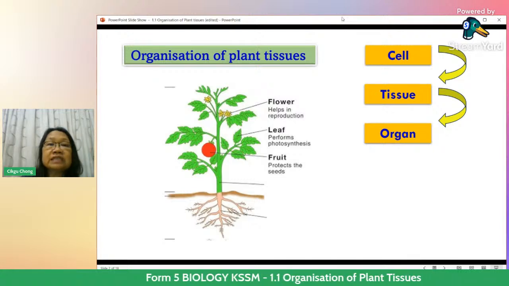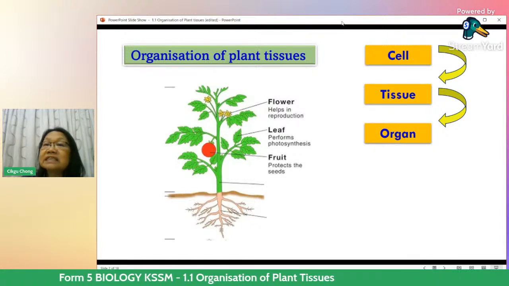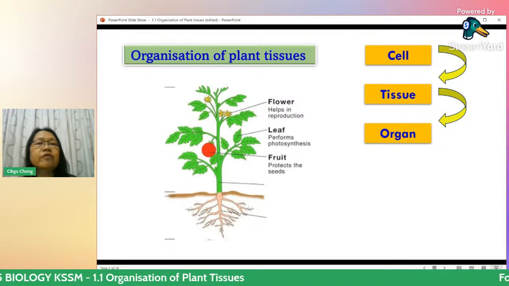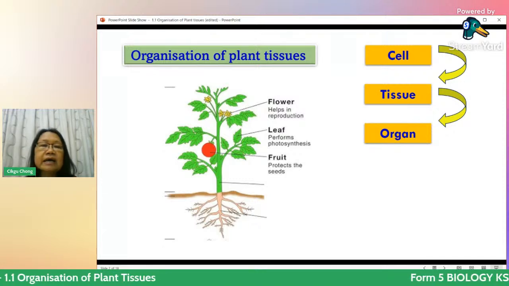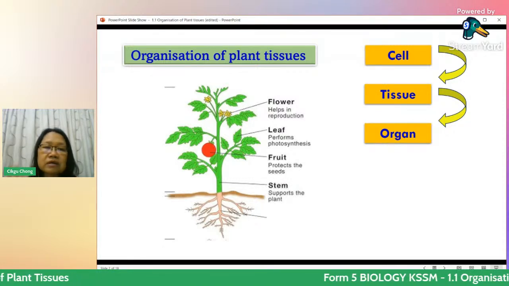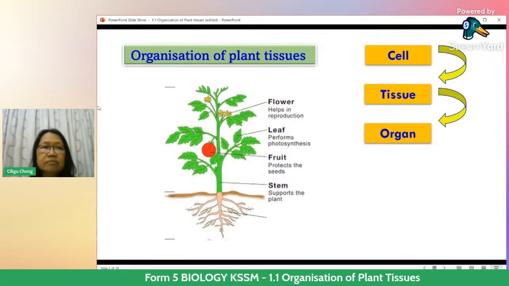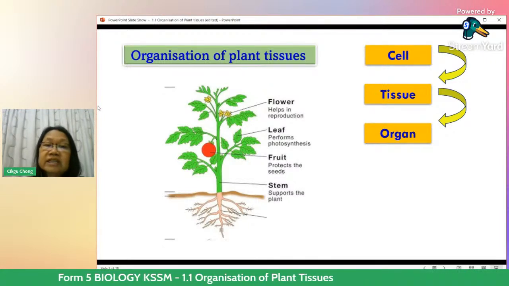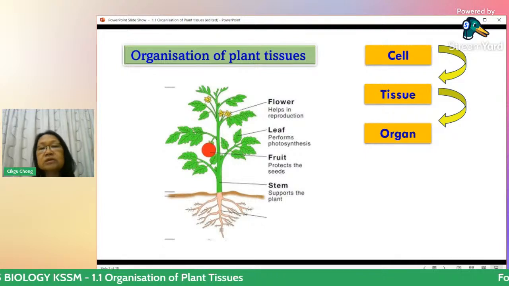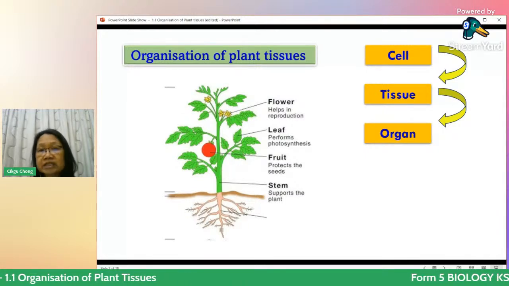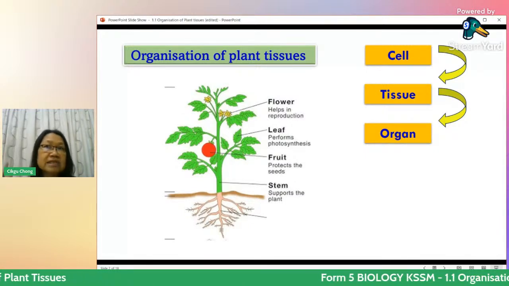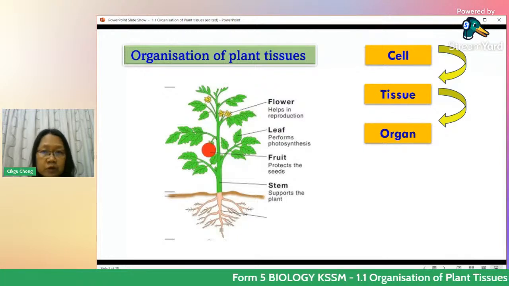All right, the function is to produce seeds, and of course also to protect the seeds inside, and also for reproduction. Okay, and one more, right? In fact, two more. So stem. Stem is an organ as well because there are many different tissues in a stem, and the function here is to support the plant, to make it upright so that it can catch sunlight to perform photosynthesis.